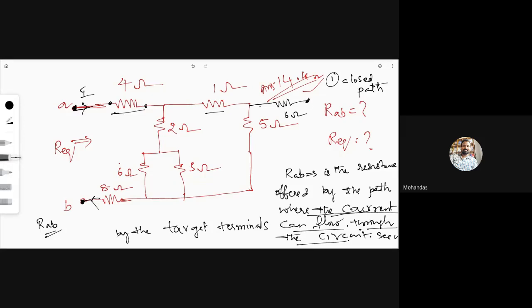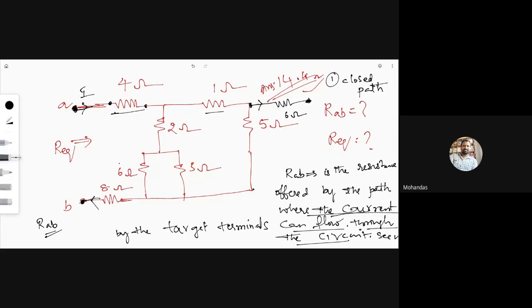Suppose if I connect another resistor here, this is 6 ohm. It has 2 terminals. So it is connected only at A. And this terminal is not connected to B. Then I can say there is no closed path for the 6 ohm resistor. There is an open circuit. So is there any closed path for the 6 ohm resistor? That means the second end is connected to B or not?